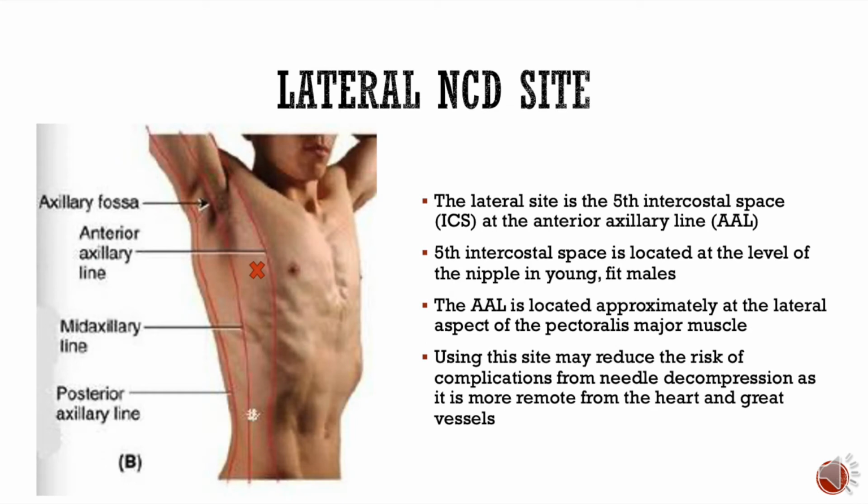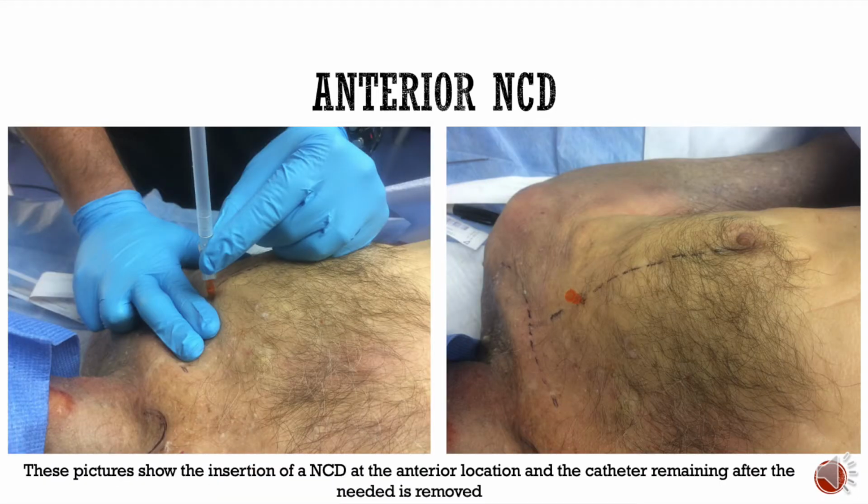Lateral needle chest decompression site. The lateral site is the fifth intercostal space at the anterior axillary line. The fifth intercostal space is located at the level of the nipple on young, fit males. The anterior axillary line is located approximately at the lateral aspect of the pectoralis major muscle. Using this site may reduce the risk of complications from needle decompression as it is more remote from the heart and great vessels. These pictures show the insertion of a needle chest decompression at the anterior location and the catheter remaining after the needle is removed.